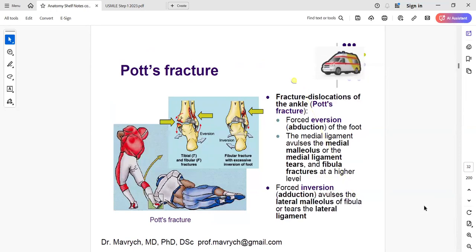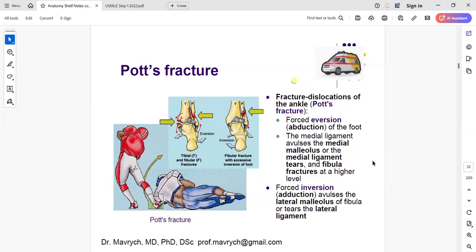Okay, Pott's fracture. Pott's fracture is the dislocation of the ankle altogether. Again, just think about what's happening. If there's abduction of the foot, a forced eversion of the foot, what would happen? There would be a medial ligament tear. There would be a fibula fracture if it's happening at a higher place. If it's at a higher place, then the fibula gets involved as well. If it's lower down, then just the ligament.